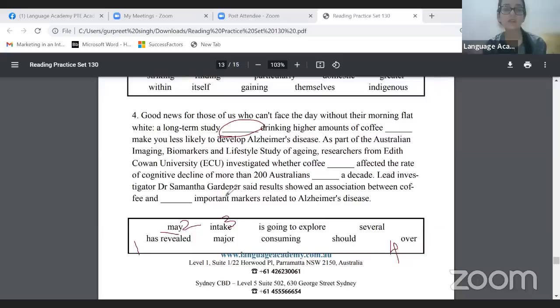Lead investigator Dr. Samantha said results showed an association between coffee and dash important markers. Sentence is complete, association between coffee and important markers, but still we have a blank. So what kind of important markers? Major is already the same way like important. So we are left with several. So we can say several important markers because they have said plural. So we can say several markers related to Alzheimer's disease. Right, good Amna, well done.